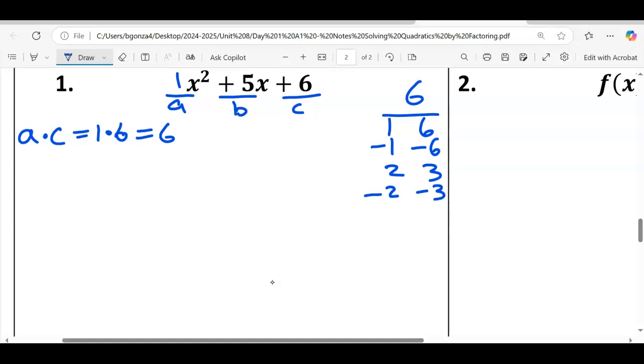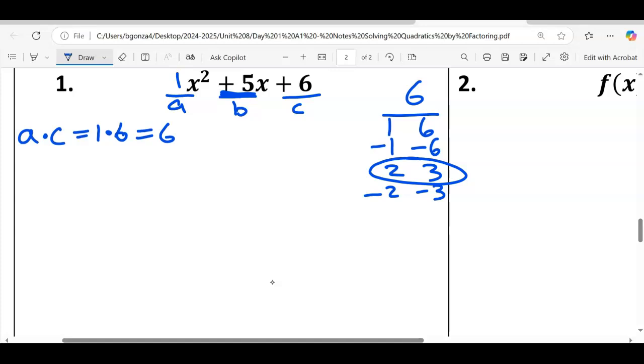And that's it, okay? Because you've already used 2 and 3, so you wouldn't use 3 again. Okay, so you're done. Now here's your next step. So you did AC, you made your factor pairs. Which one adds up to make the middle term B, which is 5? If I add up 1 and 6, that's not 5. -1, -6, that's not 5. But check it out. 2 plus 3 is 5.